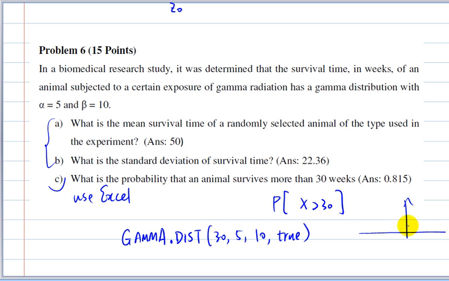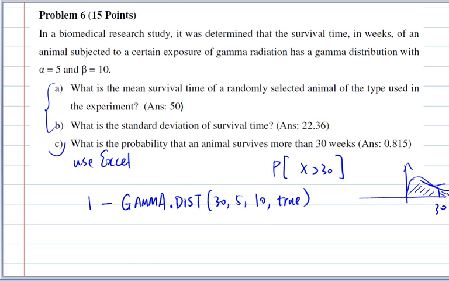So maybe the gamma distribution looks something like this, and this is 30 here. So you calculate this area. But what you're looking for is the probability of x greater than 30. So what you need to do is 1 minus this value to get the area over here. Okay, so that's problem 6, and that's all the questions in here.